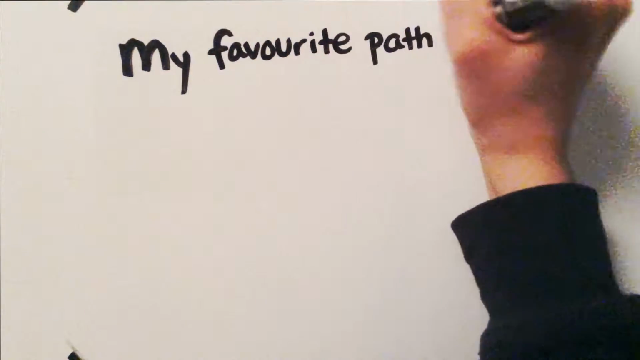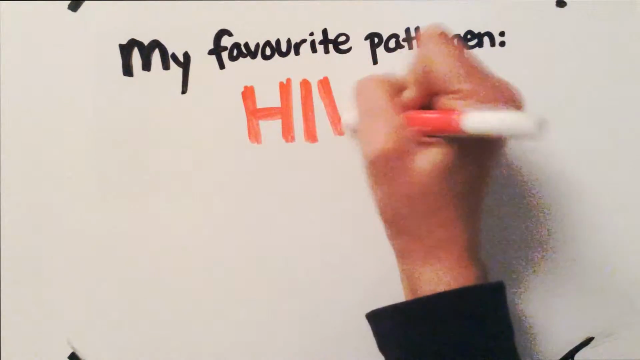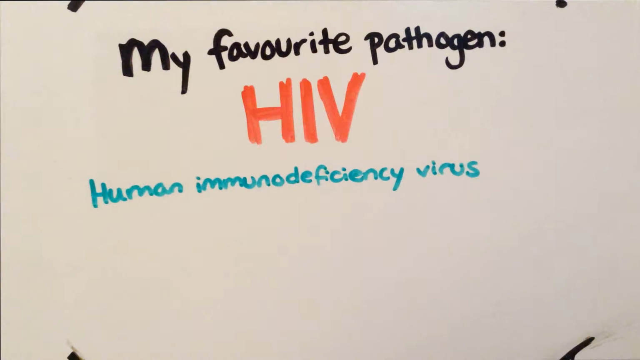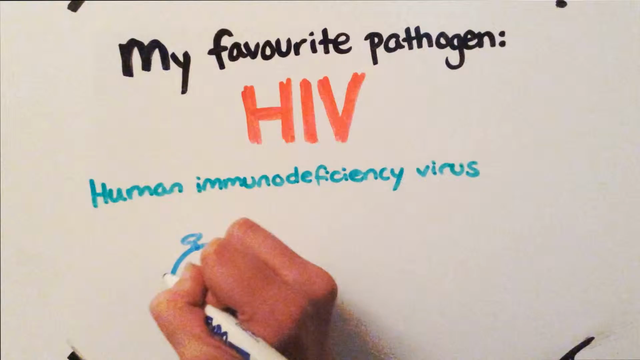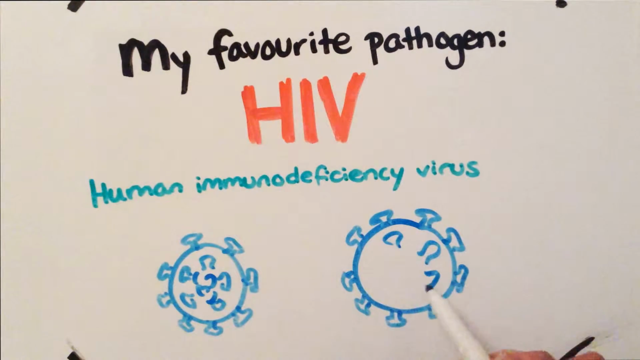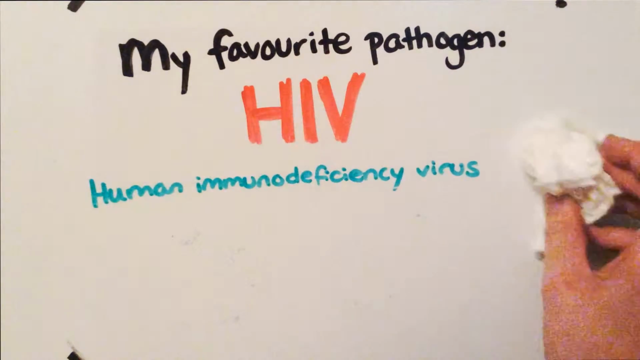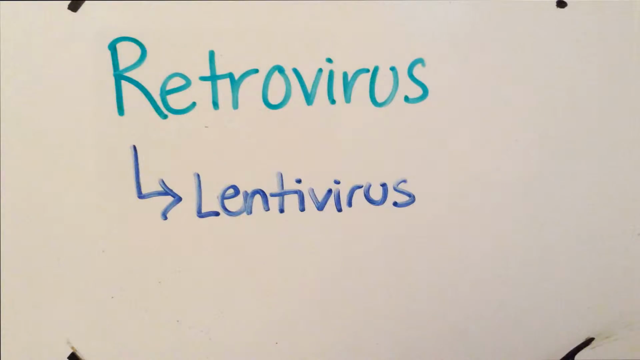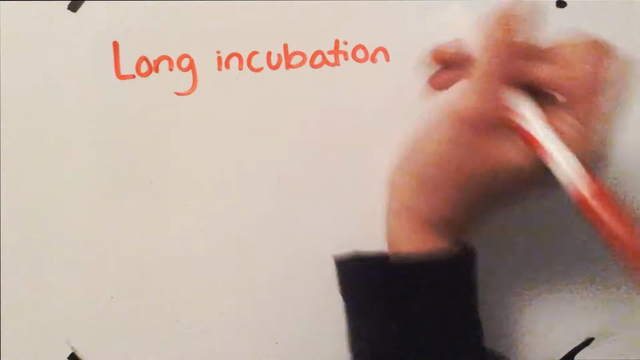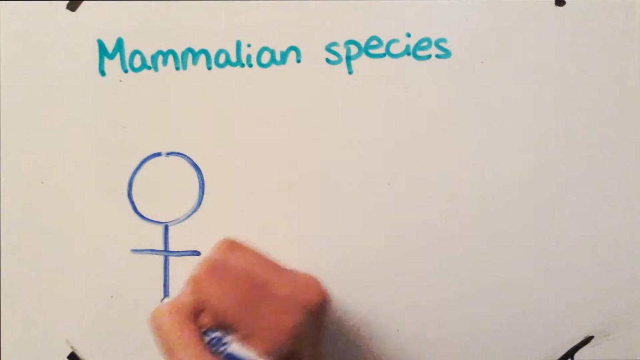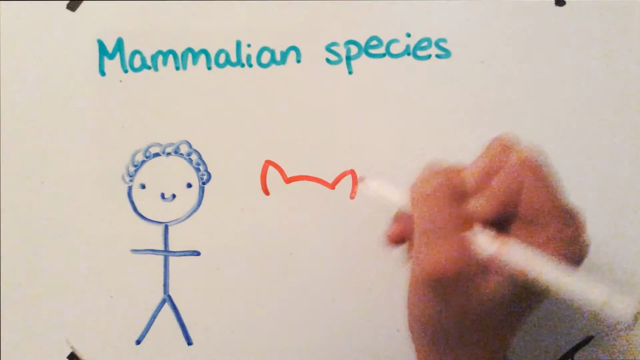For our My Favorite Pathogen project, we chose HIV, which is also known as the human immunodeficiency virus. It is one of the most well-known viruses around the world, so you might already know a little bit about it. HIV is a lentivirus, which is a subgroup of retrovirus, and it is characterized by long incubation periods. It causes chronic and deadly diseases and is most commonly found in human and other mammalian species, including cats and dogs.